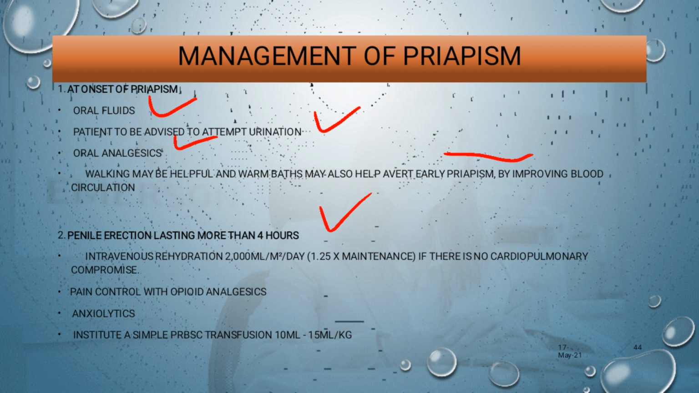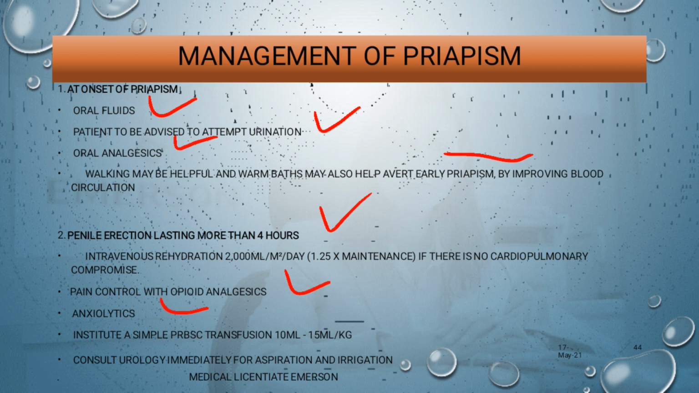Then pain control with opioid analgesics, and you can also give anxiolytics, and you also have to institute a simple packed red blood cell transfusion at 10 to 15 mL per kg. So your packed red blood cell transfusion, you can also institute it. Then you also have to consult urology immediately for aspiration and irrigation.